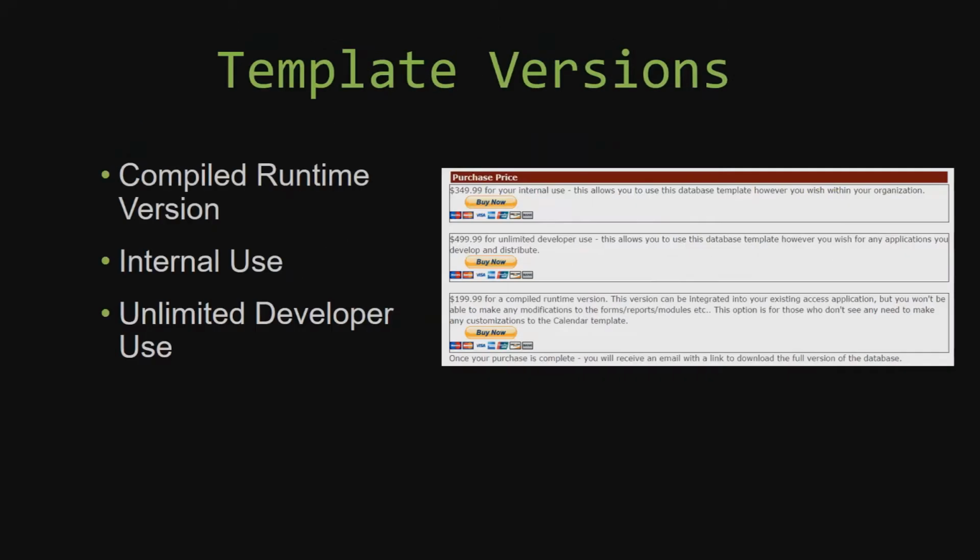With most of our templates that we offer, there's three different versions that you can purchase: a compiled runtime version, one for internal use, and one for unlimited developer use. Our compiled runtime version is a run-as-is version without the paid full version of Microsoft Access using the free Access runtime from Microsoft. It can be integrated into your existing Access application, but you would not be able to make any modifications to the forms, the reports, the modules, etc.